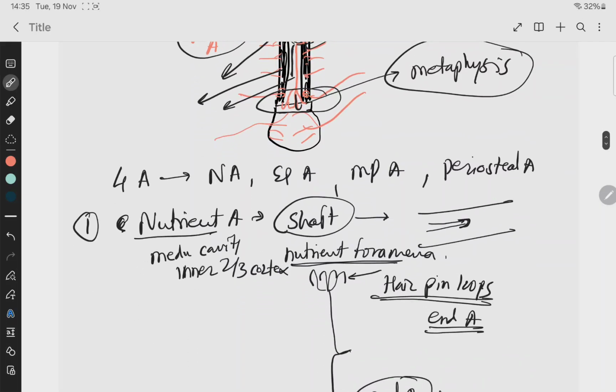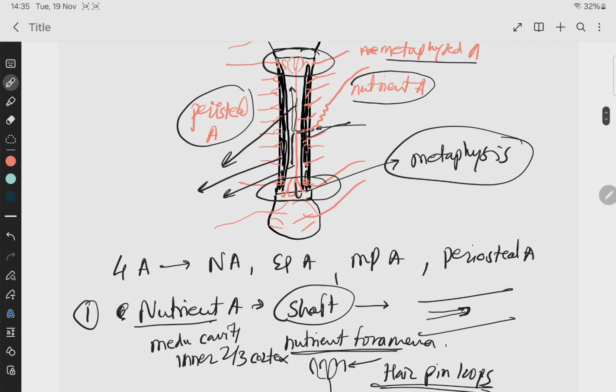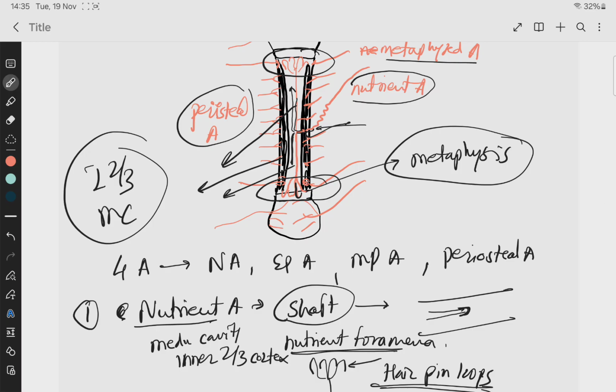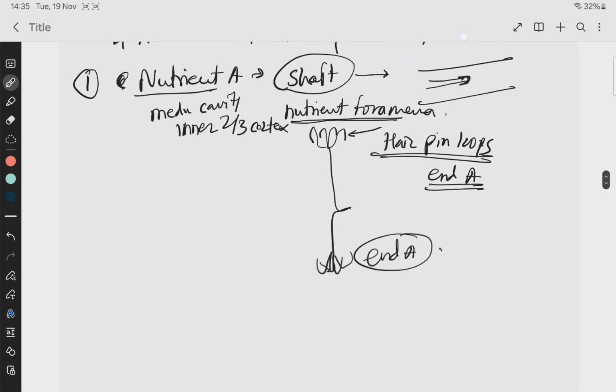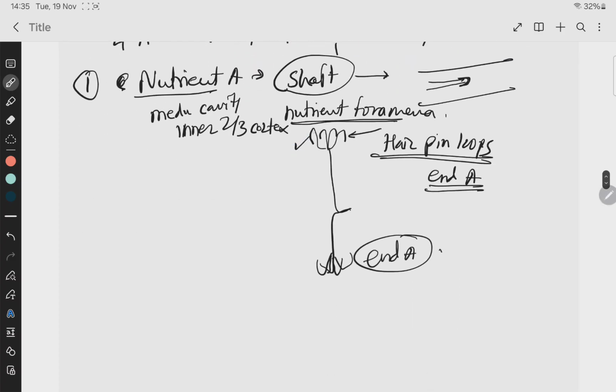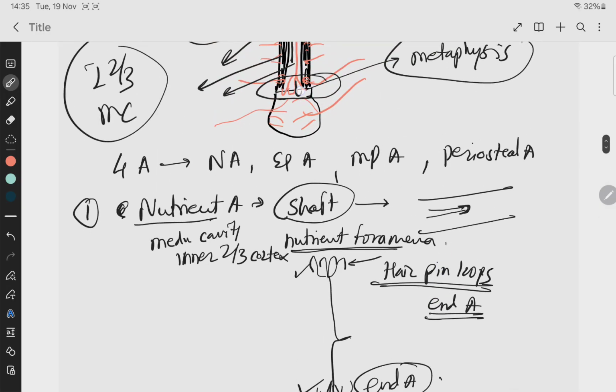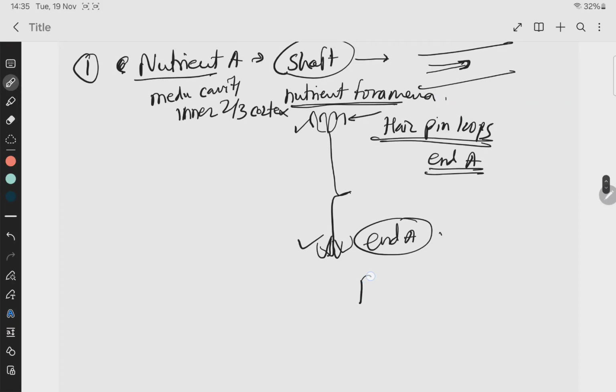So whatever the thick bony part is there, it supplies to the inner two-thirds of the cortex and the medullary cavity. That area is supplied by the nutrient artery. And where it ends at the metaphysis, this zone. The metaphysis has the richest blood supply in the bone. So what is the nutrient artery?